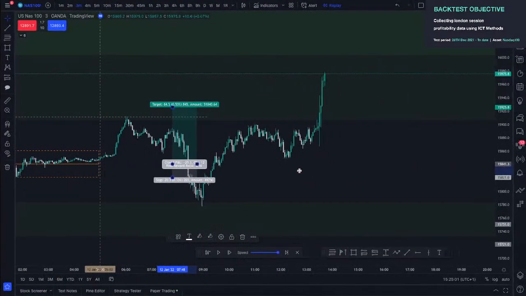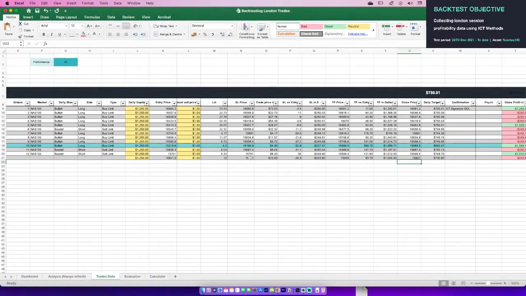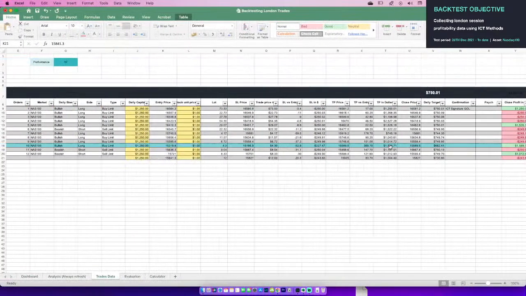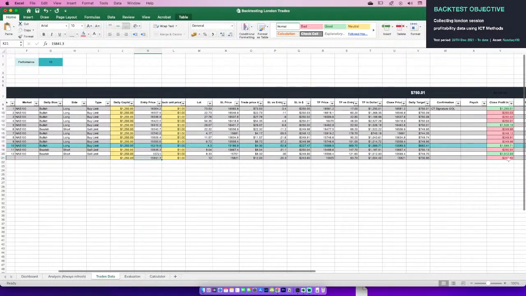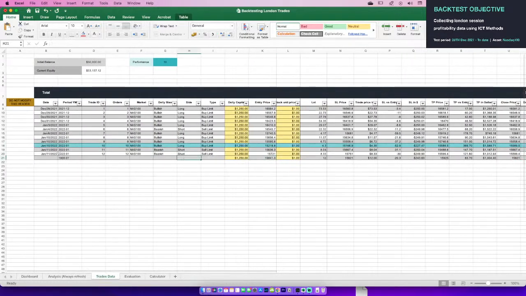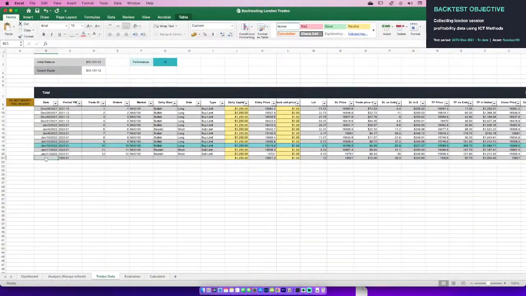Yeah, this is not right. 15,821, 15,841. 15,821, 15,841.3 would have been 243 only. Okay, fair enough. And this was the 12th, wasn't it? Yes, the 12th January 2022. 13th trade.